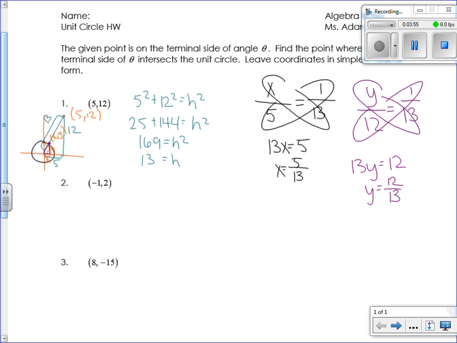So your final answer, since we wanted the point, is going to be the point (5/13, 12/13), because 5/13 was my x. So this is your final answer.